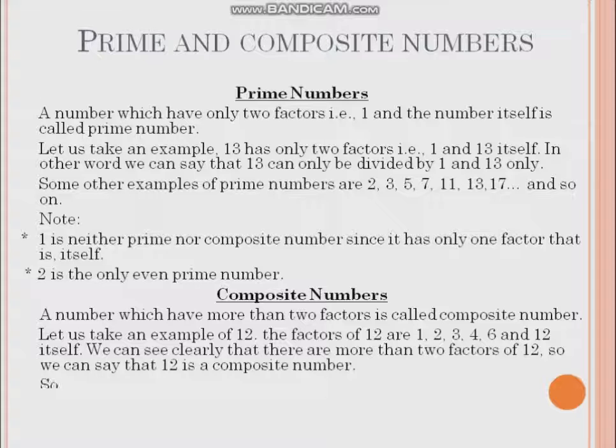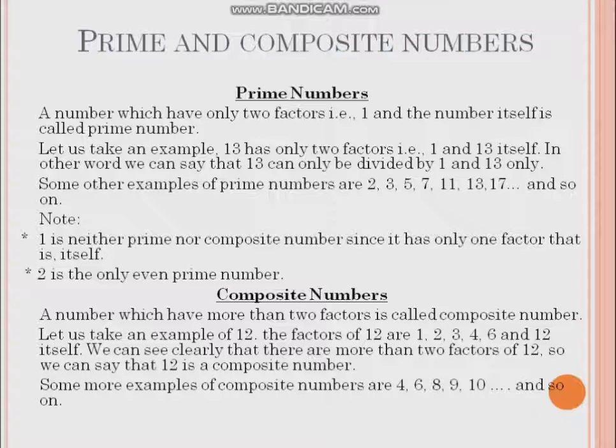Moving on, some more examples of composite numbers are 4, 6, 8, 9, 10, and so on. These are the numbers that have more than 2 factors.